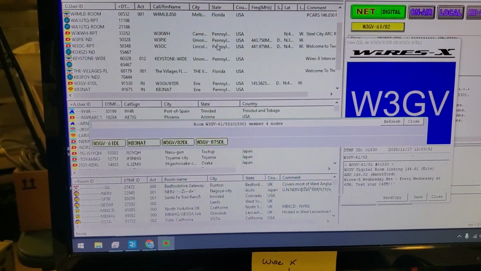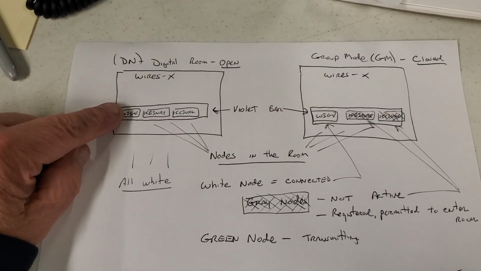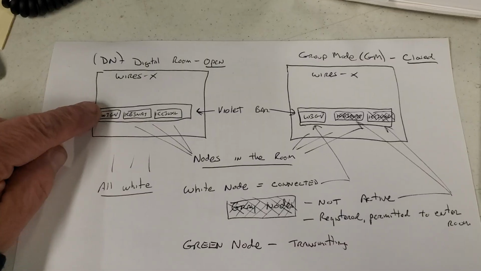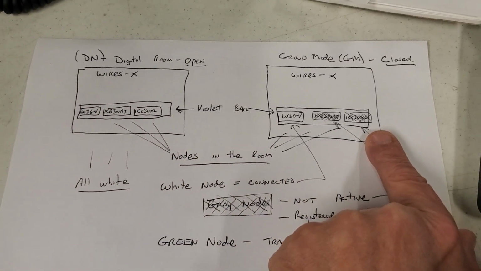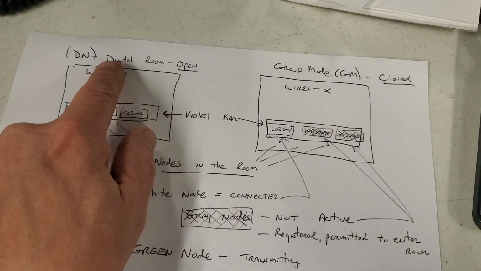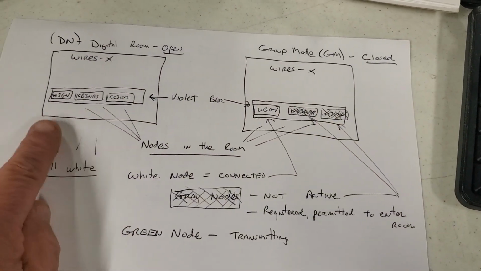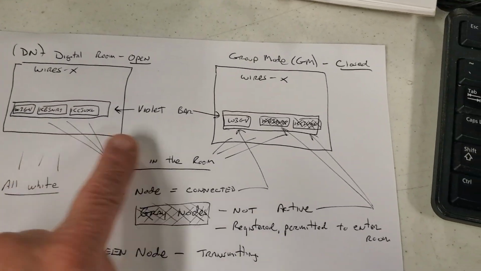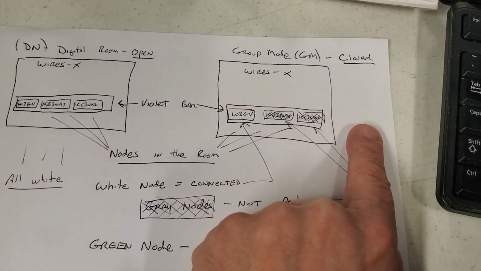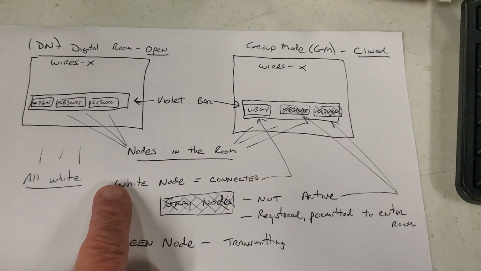And what we're going to do in this video, and I was explaining in this diagram, is this: where we are now, we're in a digital room, but I'm going to switch it over to group mode, GM. And the big difference is this one is open, this one is closed. Anybody can walk into this room, but this is a closed room. You have to be invited into it, and once you're invited into it, things happen.